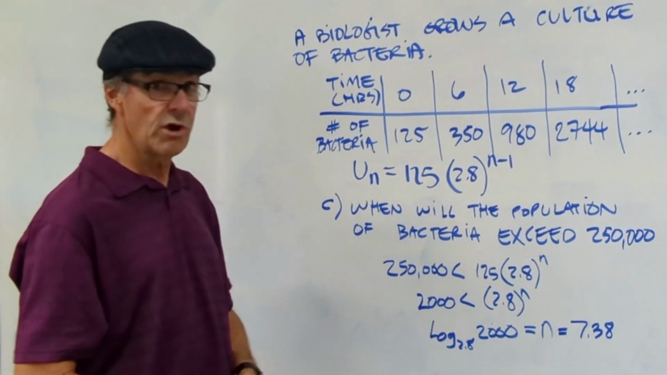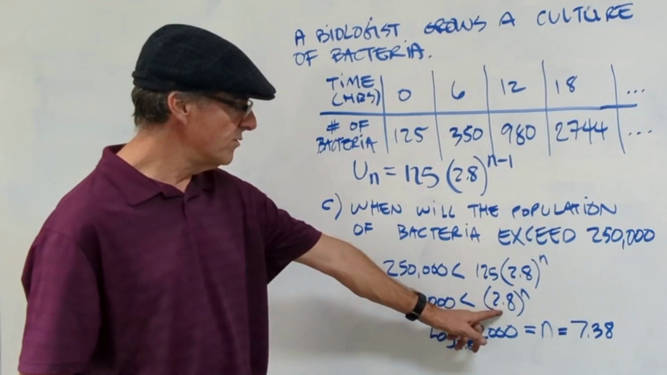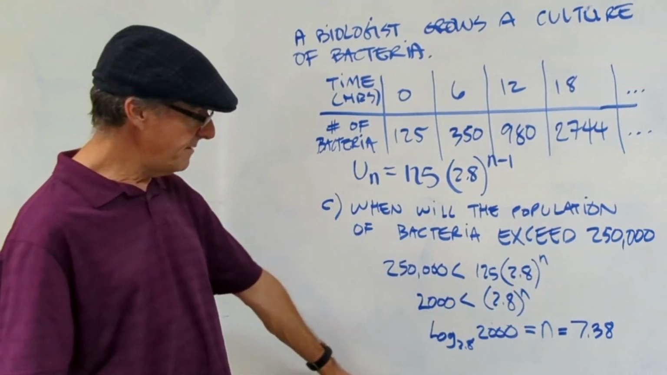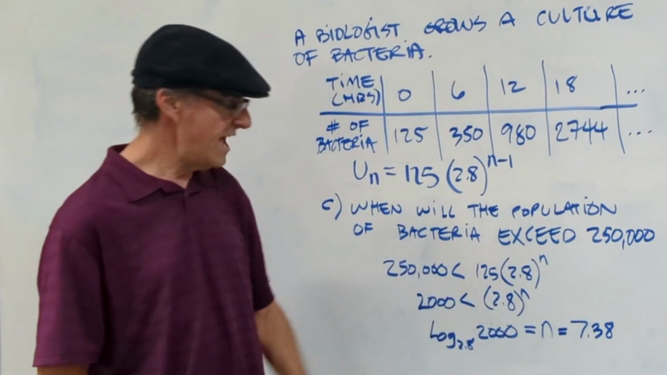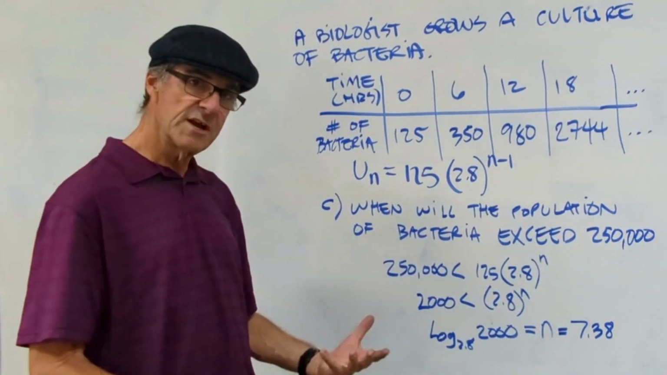Now I'm going to use logs to solve this. You could also use a graphing calculator, but I think logs are pretty straightforward. So I have a number raised to an unknown power equals another number. That's the same as saying log base 2.8 of 2,000 equals that power. And when I put that in my calculator, I get 7.38. So what do you think about that?